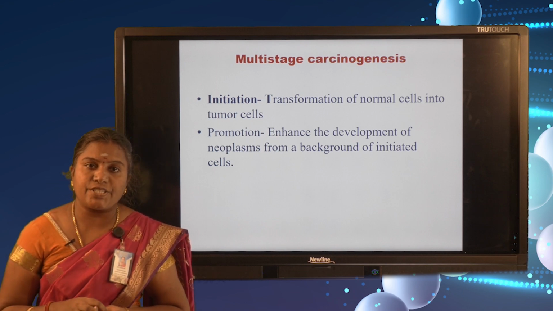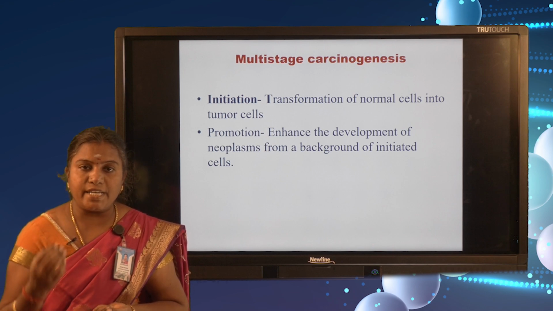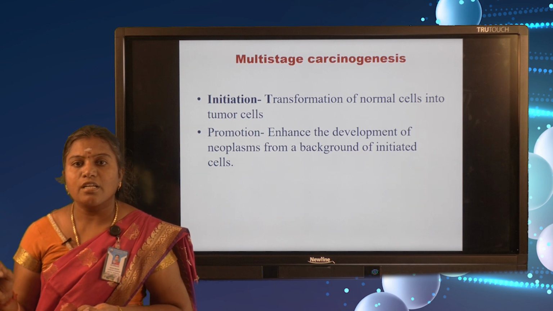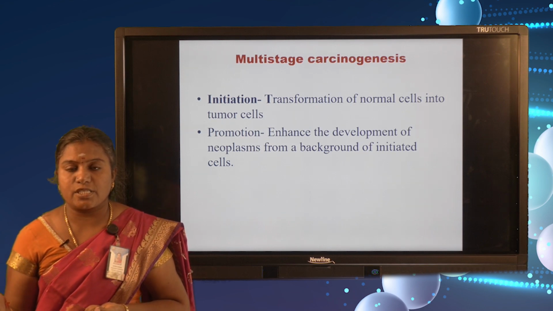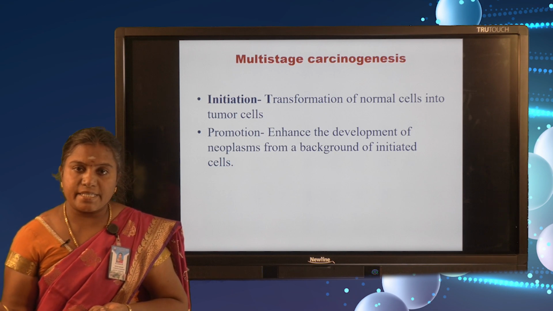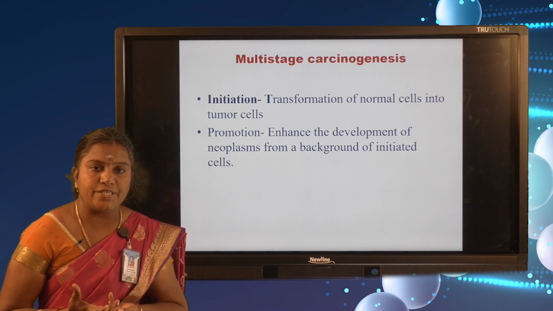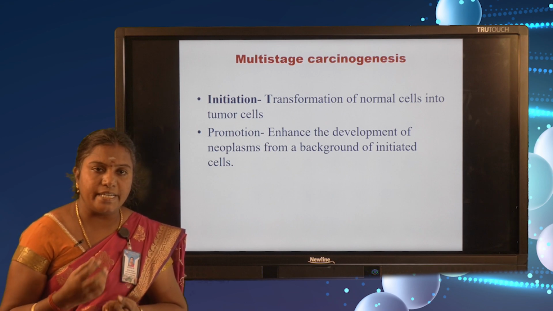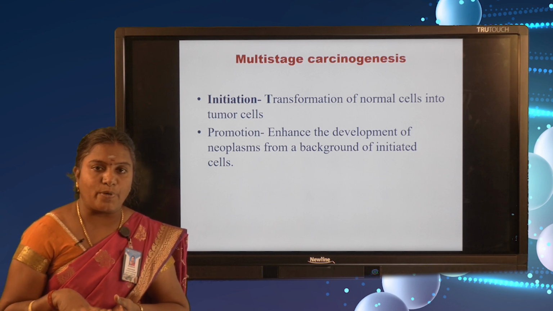Next one is progression. What are the progression conditions? The final step is when pre-neoplastic cells are converted to neoplastic, to malignant conditions. During the malignant conditions, genetic accumulations will occur in the cancer cells. Three types of genetic changes will occur during this final step of progression.